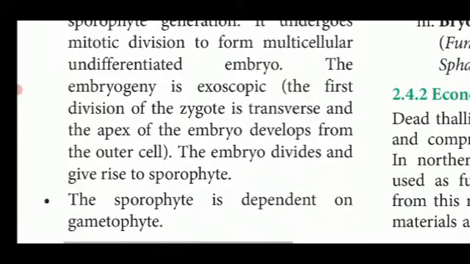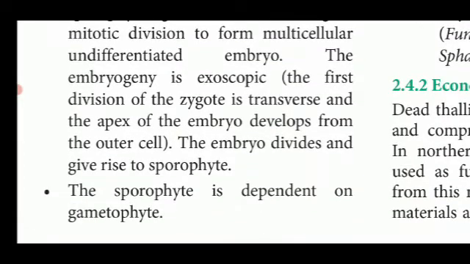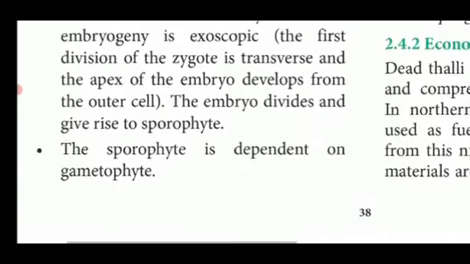The embryony is exoscopic. That means the first division of the zygote is transverse, and the apex of the embryo develops from the outer cell. The embryo divides and gives rise to the sporophyte. From this embryo, the sporophyte arises.